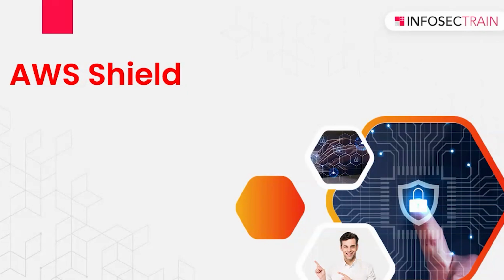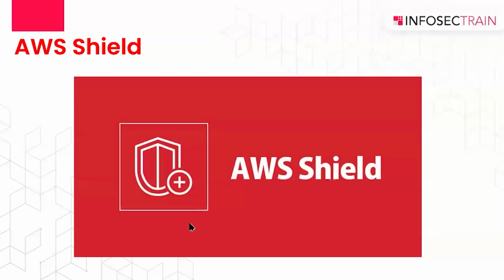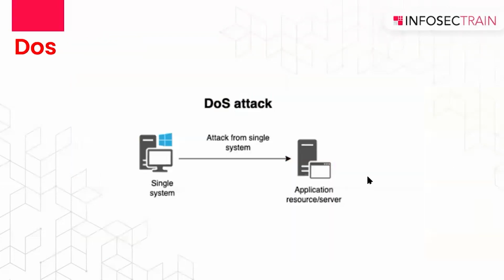Talk about AWS Shield. AWS Shield is a service we have in AWS which protects us from DoS and DDoS attacks. So what is actually a DoS and a DDoS? DoS is denial of service.